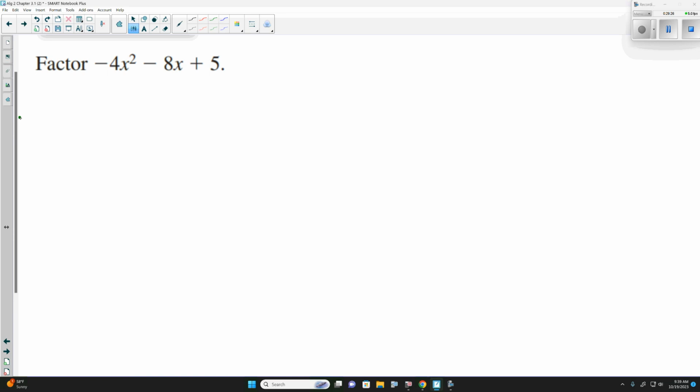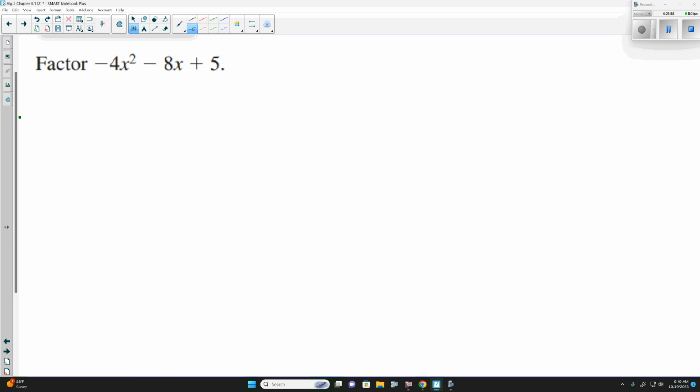Let's look at this next one. This one is a little bit different because our first term is not positive. It is negative. It's just more of factoring, more getting y'all used to these. Negative 4x squared minus 8x plus 5. Is there a greatest common factor? No. But there is something I do want to pull out.